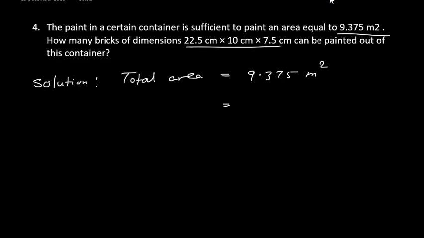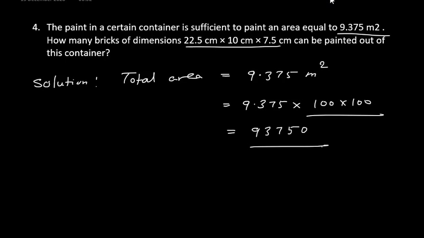Now 1 meter is 100 centimeter. So here I will multiply 9.375 by 100 into 100, because here it is meter square, 1 meter into 1 meter. So this will give me 93750. Okay, this is total surface area. It is in centimeter square.